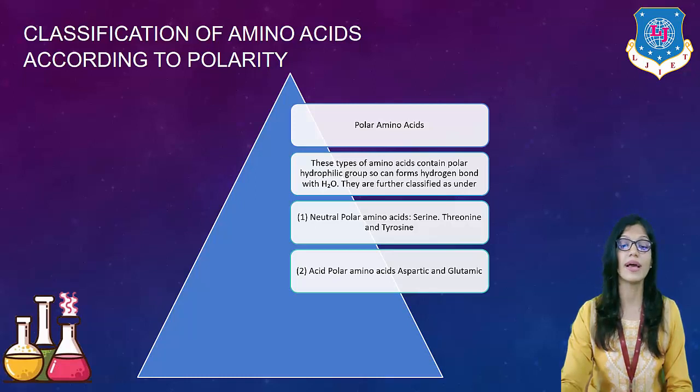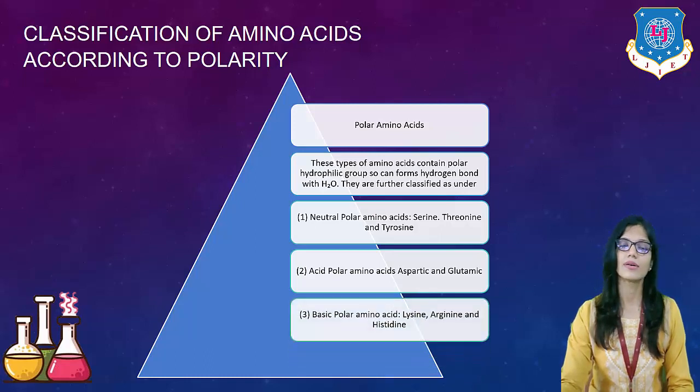Second one is acidic polar amino acids, for example, aspartic acid as well as glutamic acid. Third one is basic polar amino acids. So lysine, arginine and histidine. These three are considered as basic polar amino acids.